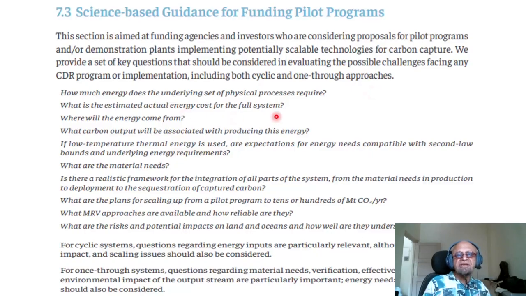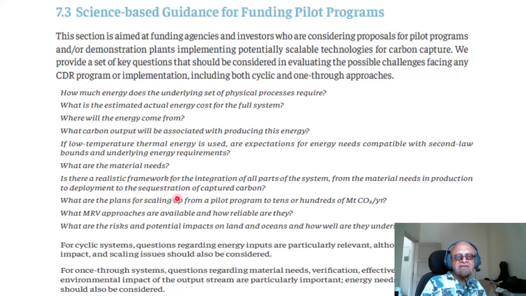How much energy does the underlying set of physical processes require, whatever is the approach? What is the estimated actual energy cost for the full system, especially when you scale it up to multiple gigatons? Where will the energy come from? What will be the source? How clean is it? What carbon output will be associated with producing this energy? If low temperature thermal energy is used, are expectations for energy needs comparable with the second law bounds and underlying energy requirements? What are the materials needed? Are they available? How hard is it to transport them, store them, use them, reuse them, whatever?